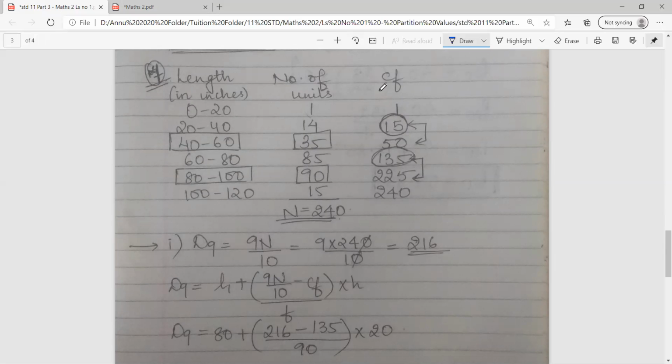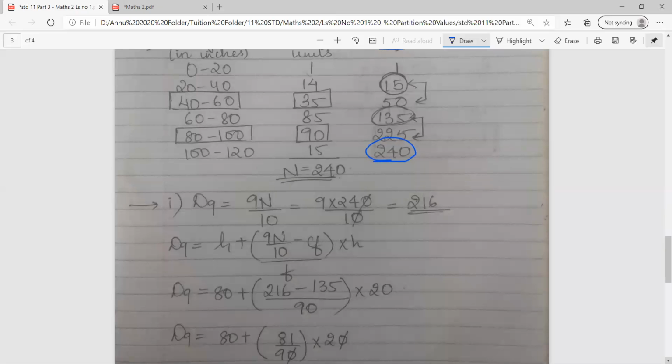So as you can see, I have prepared the LCF column over here. So 1 is the same. 1 plus 14 will give you 15. 15 plus 35 will give you 50 and so on. So the value you got over here is 240. Now you can calculate D9 by putting the Chotu formula first. So what was the Chotu formula? D9 is 9n upon 10. So 9 into 240 upon 10, I get 216.